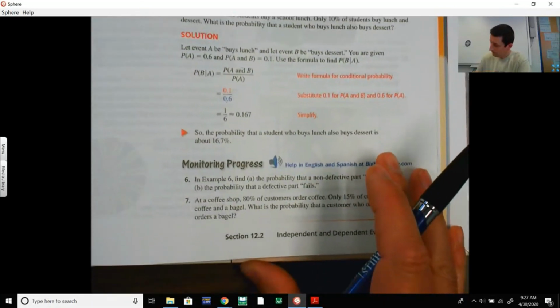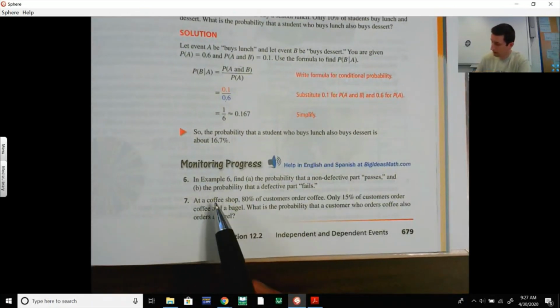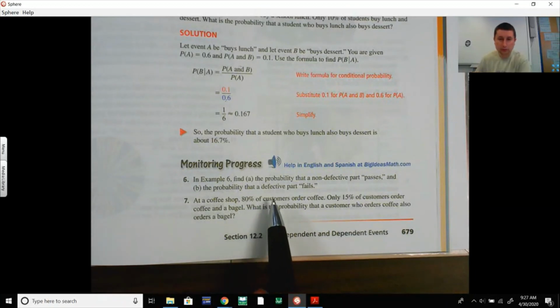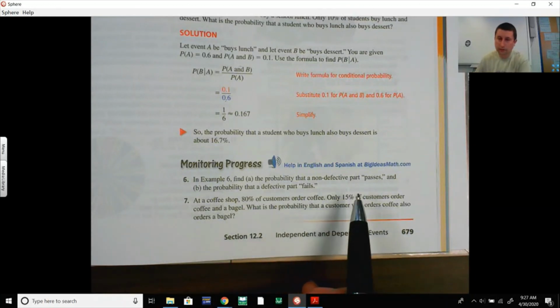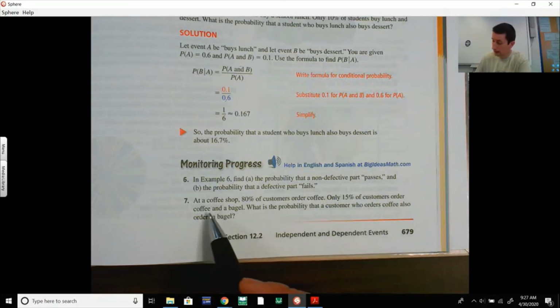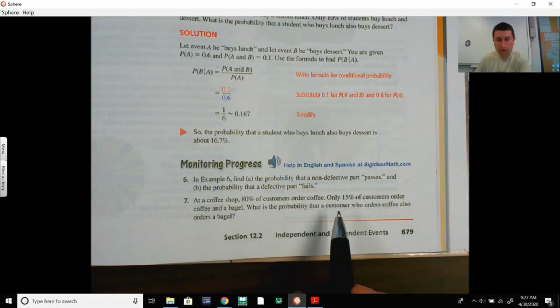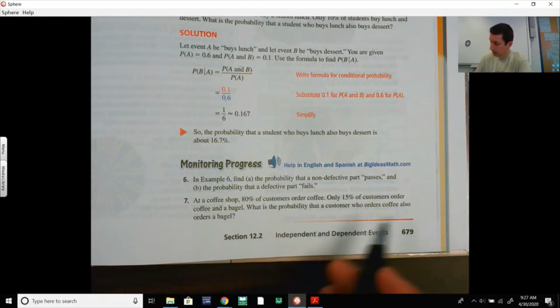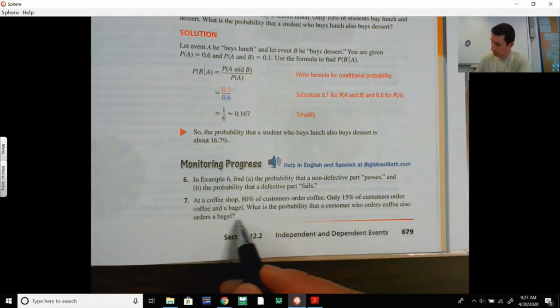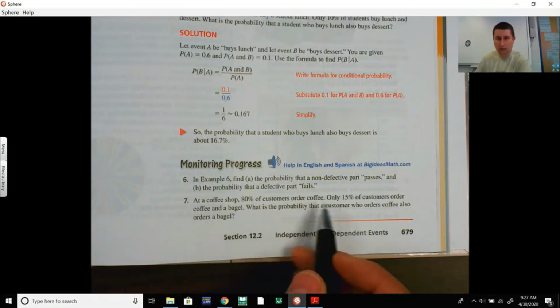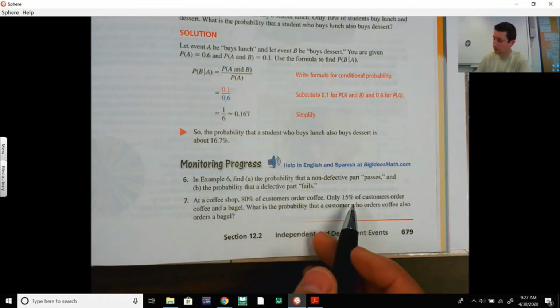Okay? So if you look down at number 7, at a coffee shop, 80% of customers order coffee. Only 15% of customers order coffee and a bagel. There's your and. What is the probability that a customer who orders coffee also orders a bagel? There's your conditional probability. So you're going to take 0.8 divided by 0.15, and that would be your conditional probability.